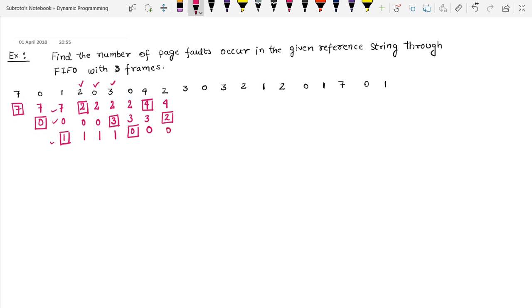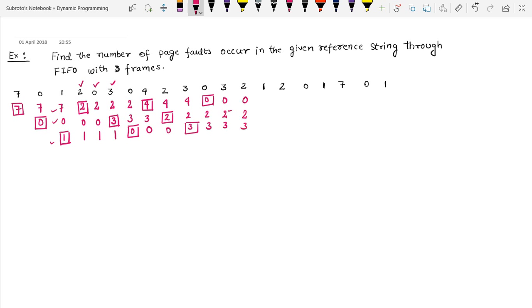Now 0 is the oldest, 2, 3. Now 4 is the oldest, so we replace 4 with 0 and box it, 2, 3. Now 3 is already here, so there is no page fault, so we write the strings as they are. Now 2 is also already there, so we write 0, 2, 3 here.